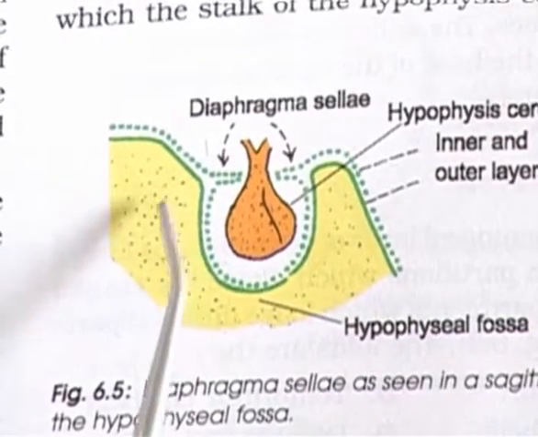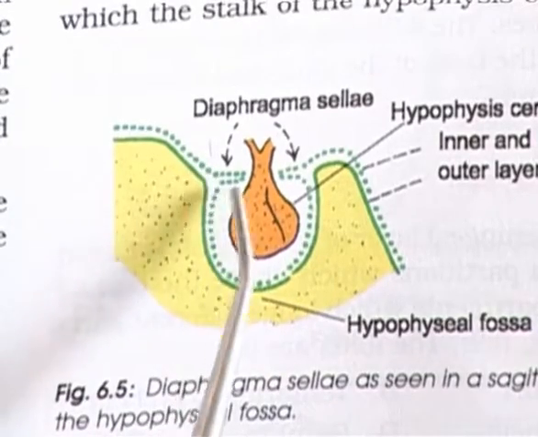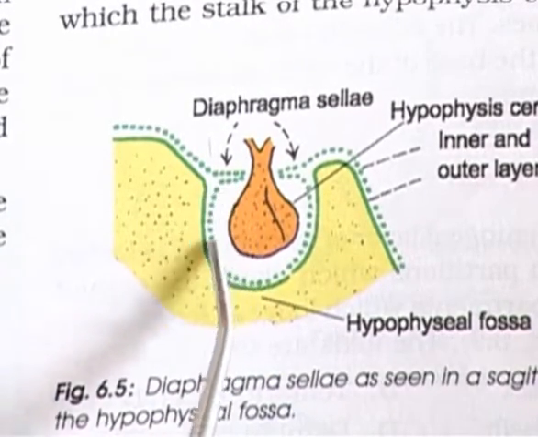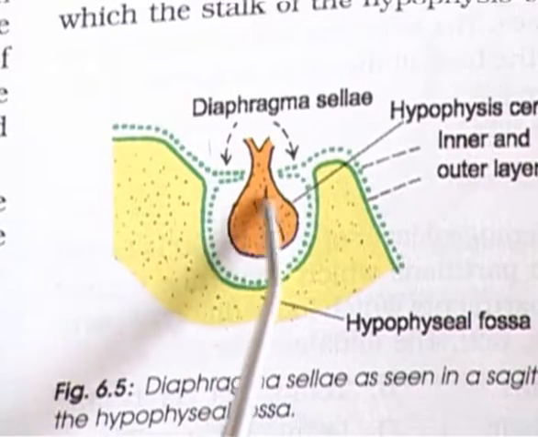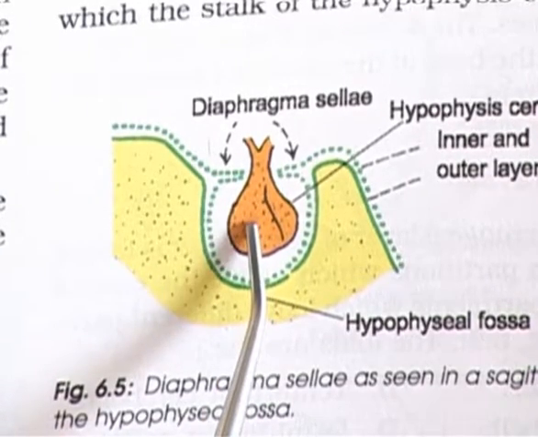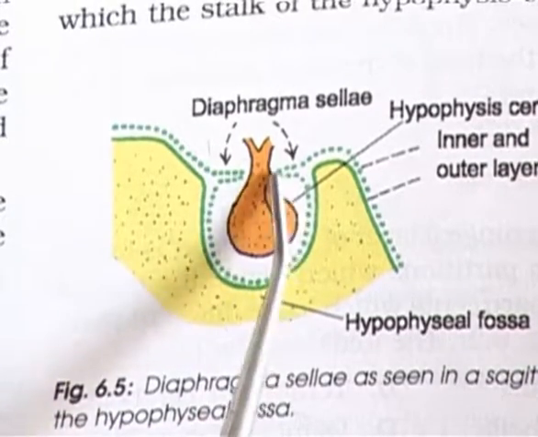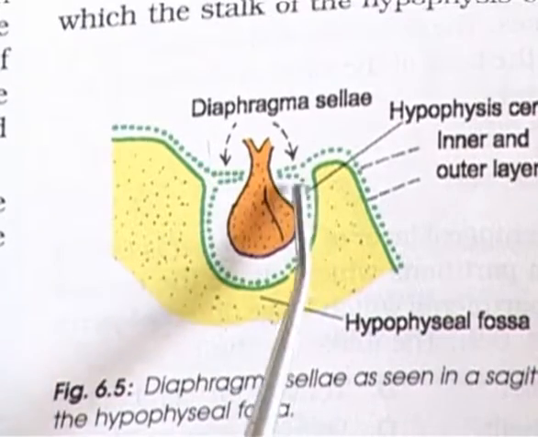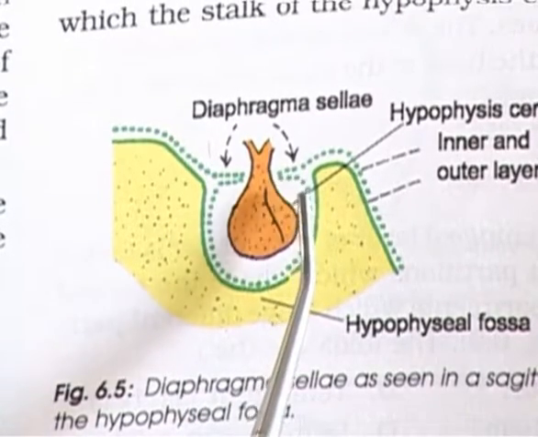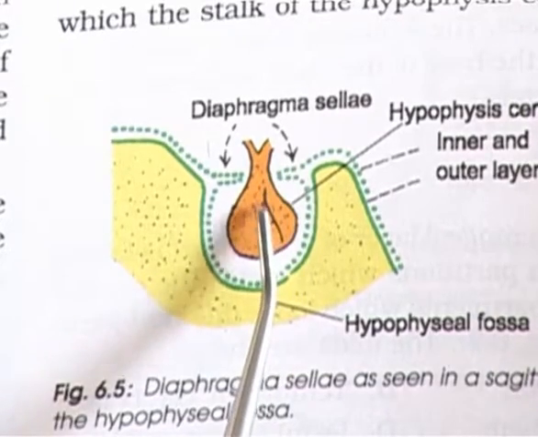The figure shows the hypophyseal fossa housing the important hypophysis cerebri, and this hypophysis cerebri is covered by a fold of dura mater which is known as the diaphragma sellae. This diaphragma sellae prevents the weight of the brain from crushing the poor pituitary gland.